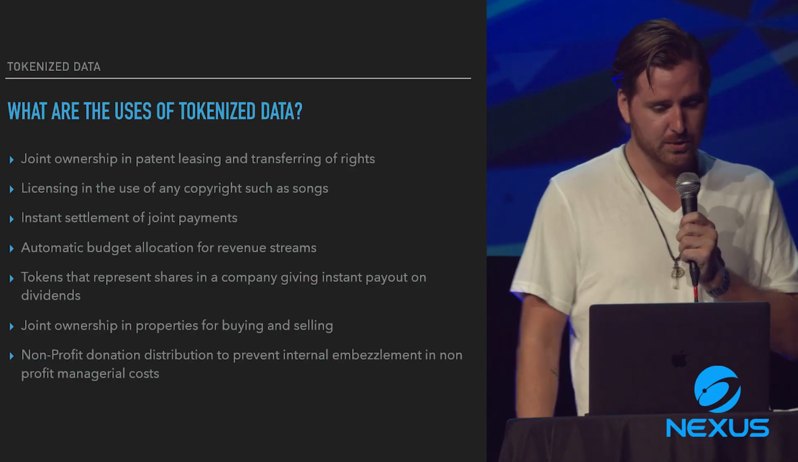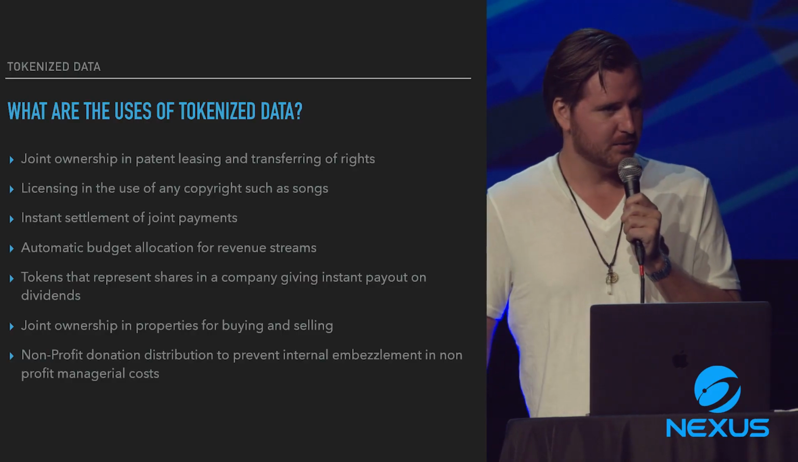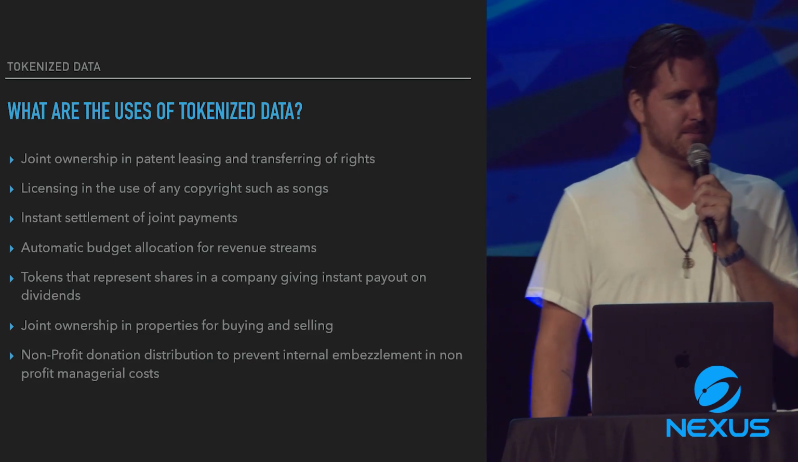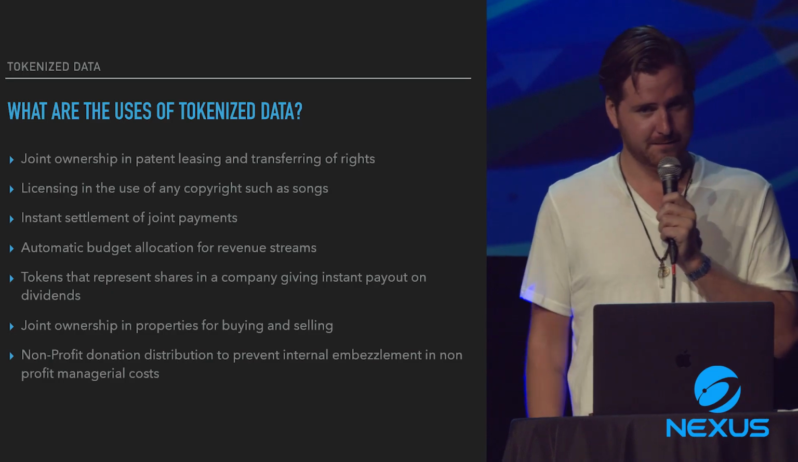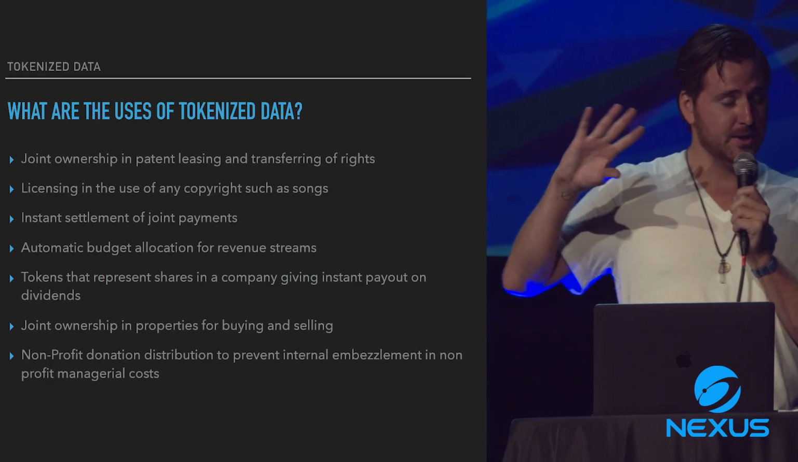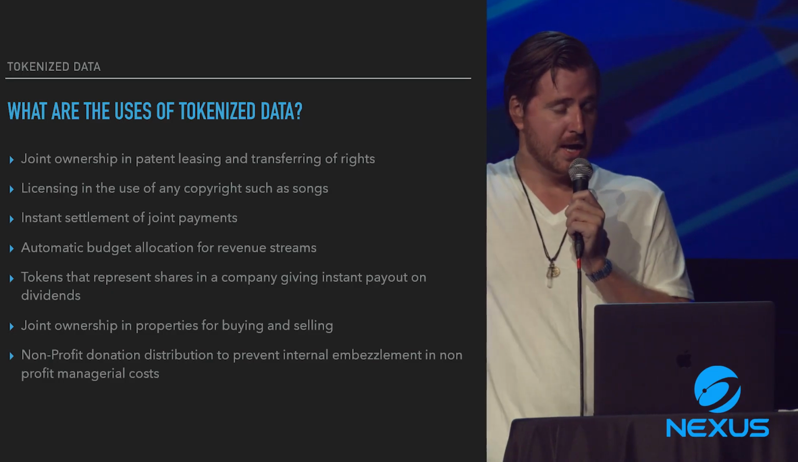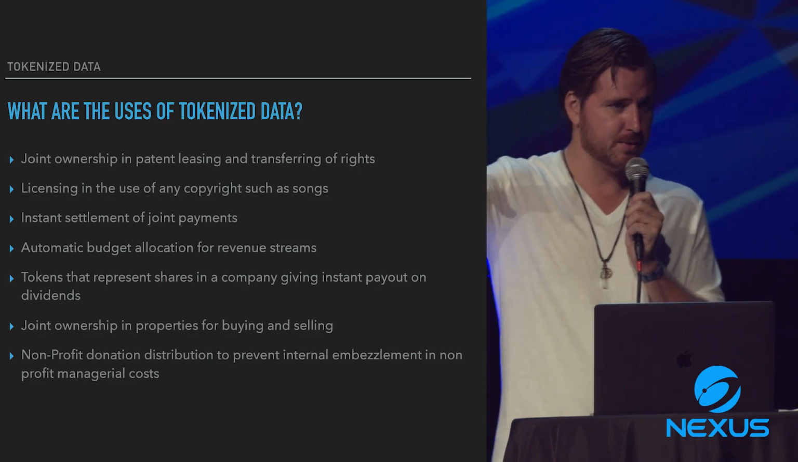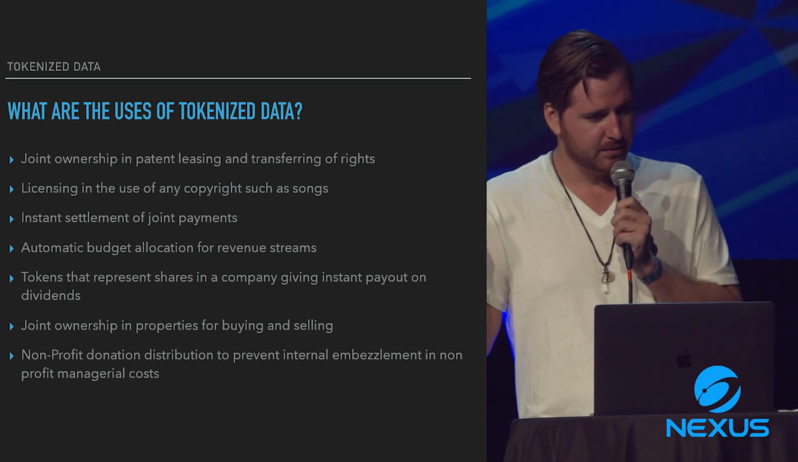So, joint ownership in properties for buying and selling. This could be joint ownership in a car, or very importantly, you could have a car dealership and then a car manufacturer do a token split between each one of them, and the token split has an account that the lease is paid in from the owner of it, and then every time the lease is paid, it distributes directly to both, and the money clears instantly.